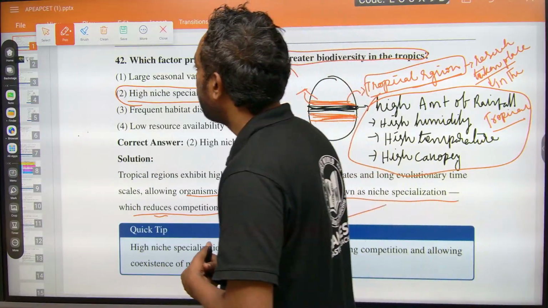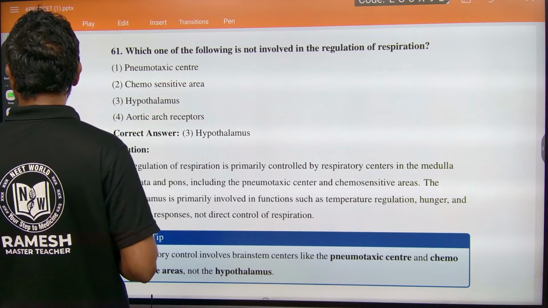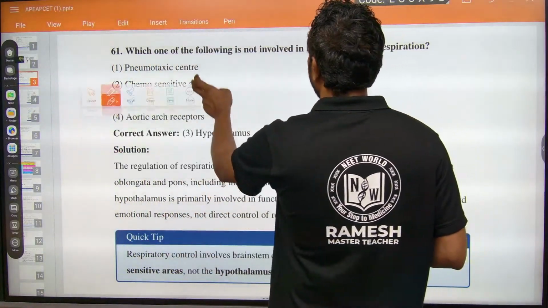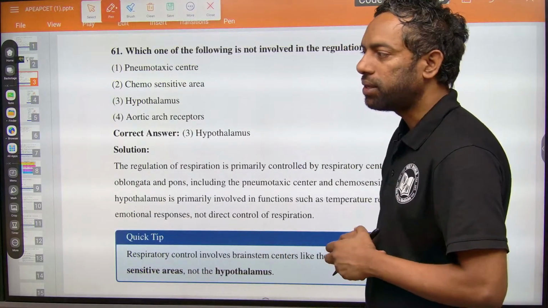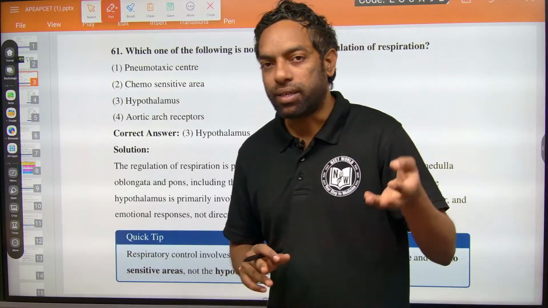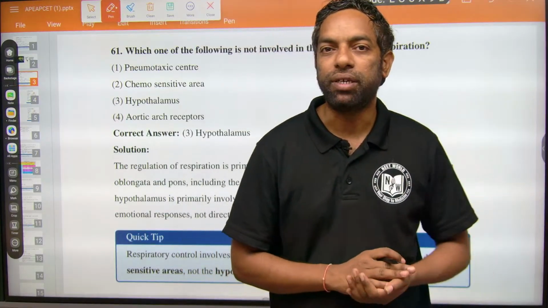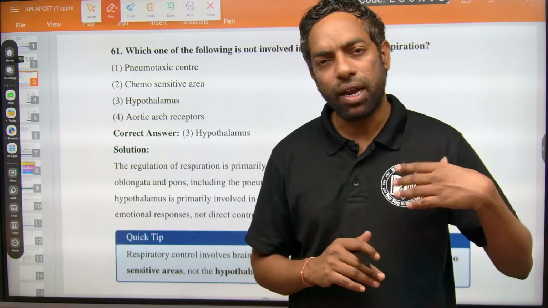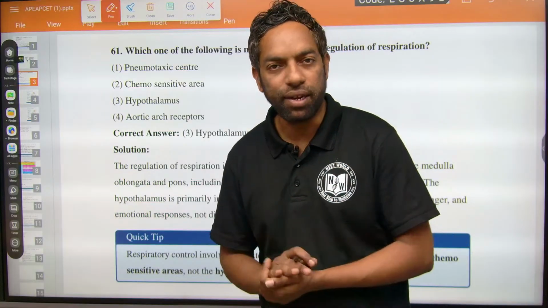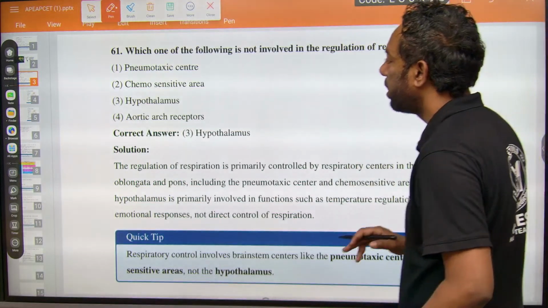Okay, let's come to the next question in this exam: which one of the following is involved in the regulation of respiration? Guys, in any physiological topic in zoology, whether respiration, circulation, excretion, nervous system, reproductive system, locomotion, or endocrine system, any system can be regulated by the neural system. The question is, which one of the following is not involved in the regulation of respiration?